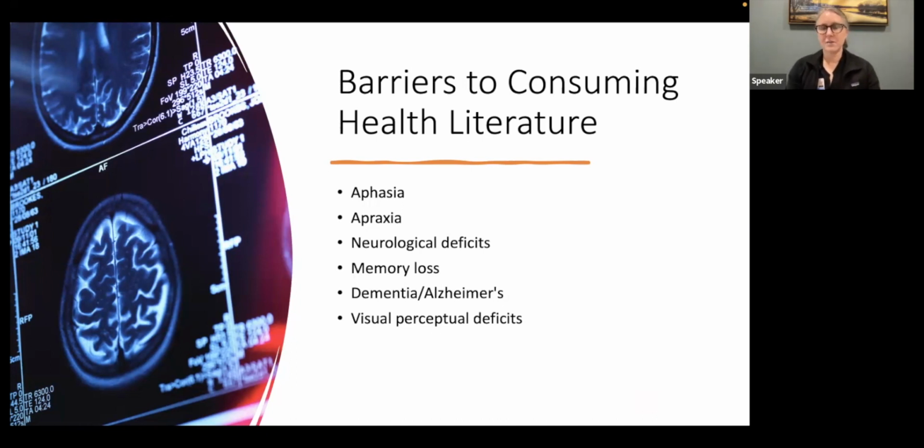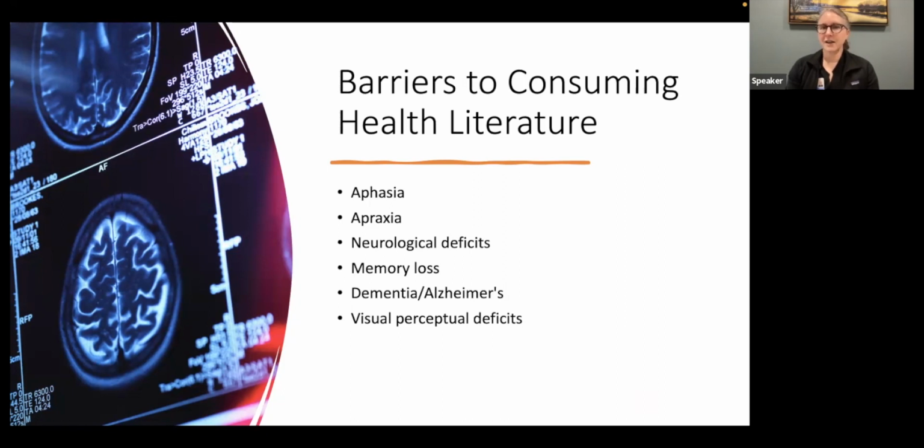Unfortunately, all of these communication deficits are something that patients often have to live with for the rest of their lives. So we do see patients who, after a stroke, have aphasia, then they do recover and they only maybe have mild aphasia or no aphasia at all. But unfortunately, when they have severe aphasia, it's usually for life. Same with apraxia. Apraxia is very difficult to overcome. So that's something that's long-term.